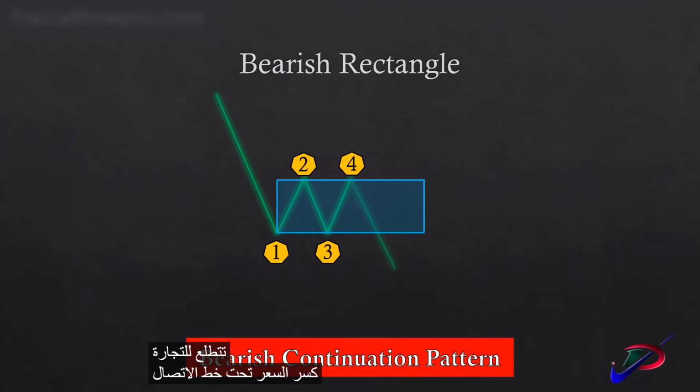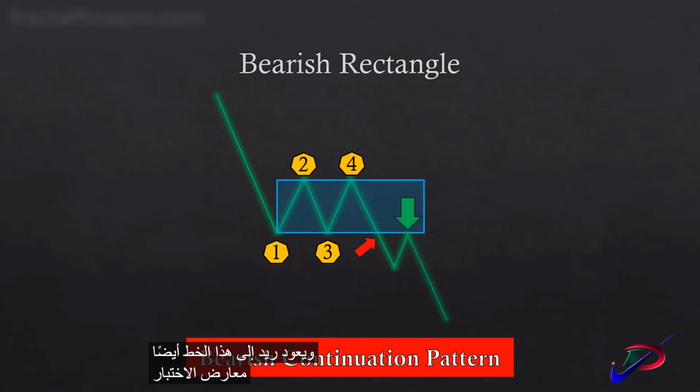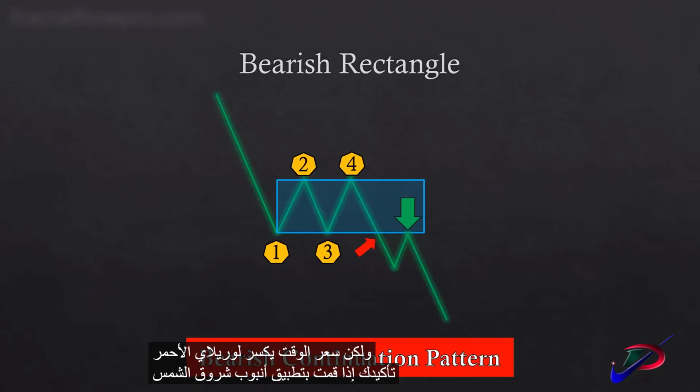When price breaks below the line connecting the lows of the rectangle and retraces back to this line to test it as resistance, that's the time to open a short trade with a stop above highs 2 and 4. By the time price breaks below the lower line, it will usually confirm a supply zone around highs 2 and 4, so you can count on those sellers to help you.